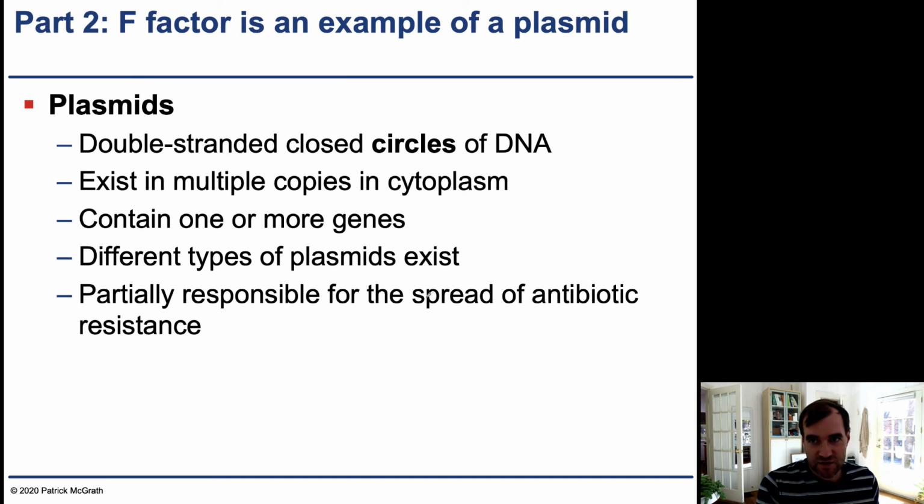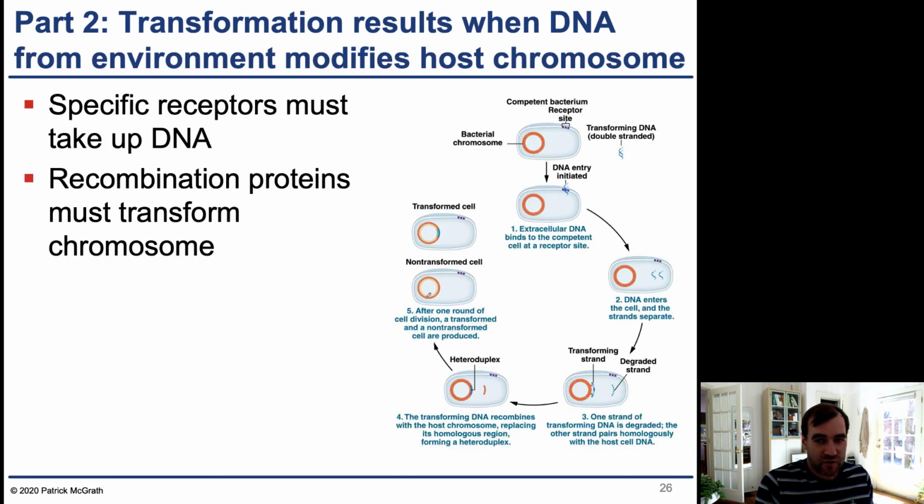So an F factor is an example of a plasmid. It's a double-stranded closed circle of DNA. It exists in multiple copies in the cytoplasm. It can contain one or more genes, and it's hugely important for the spread of antibiotic resistance.